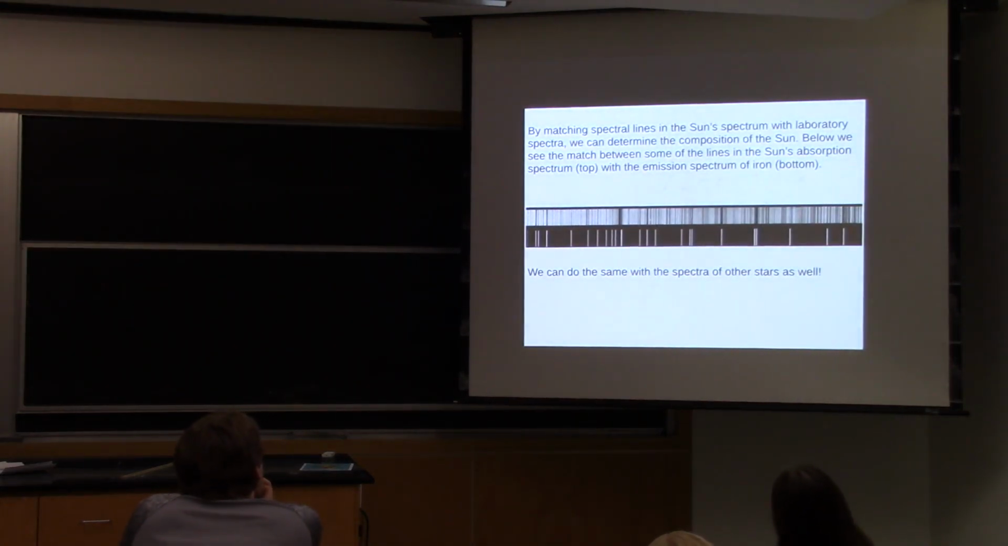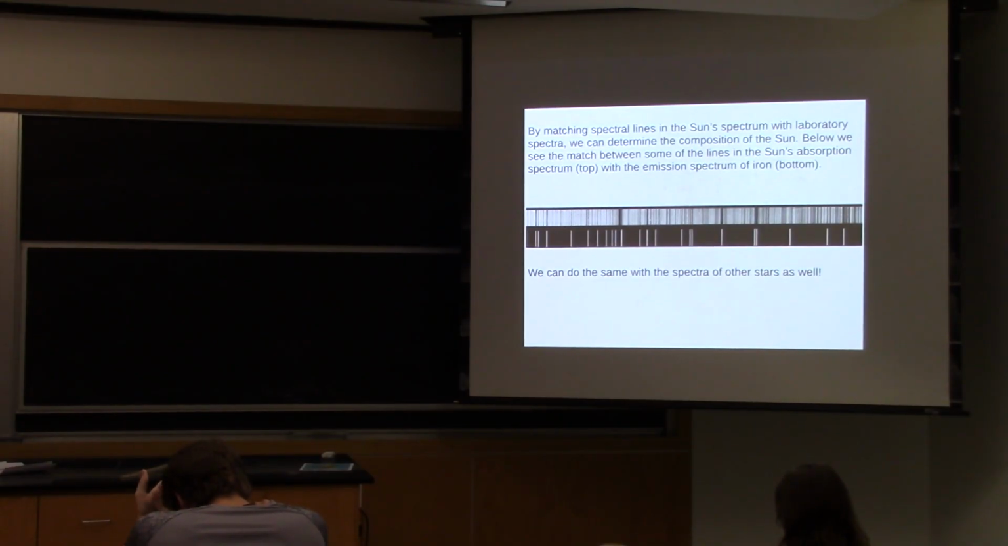And we can look at the sun spectrum. It has an absorption line spectrum. By matching spectral lines in the sun spectrum with laboratory spectra, we can determine the composition of the sun. We don't have to go take samples. We can spread the sun's light into a spectrum and match it up with spectra that we observe in the laboratory.